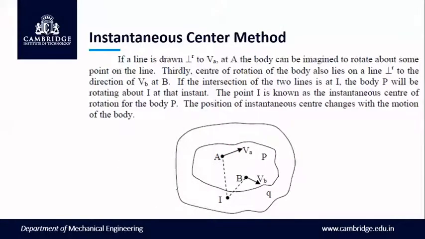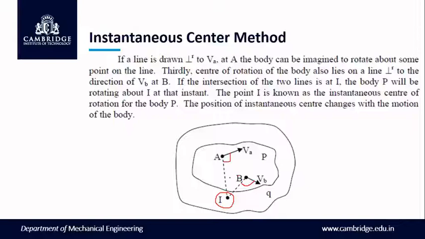Now, if a line is drawn perpendicular to this VA at point A, the body can be imagined to rotate about some point on the line. The center of rotation of the body also lies perpendicular to the direction of VB. So if I take a perpendicular line to vector VB, the intersection of these two lines gives us a center called I. This point I is called the instantaneous center of rotation for body P.